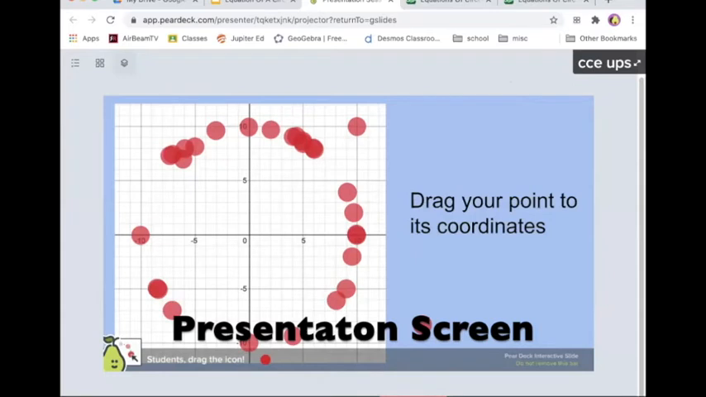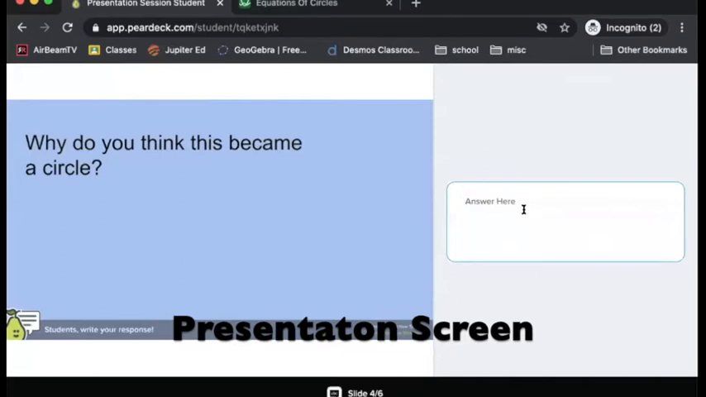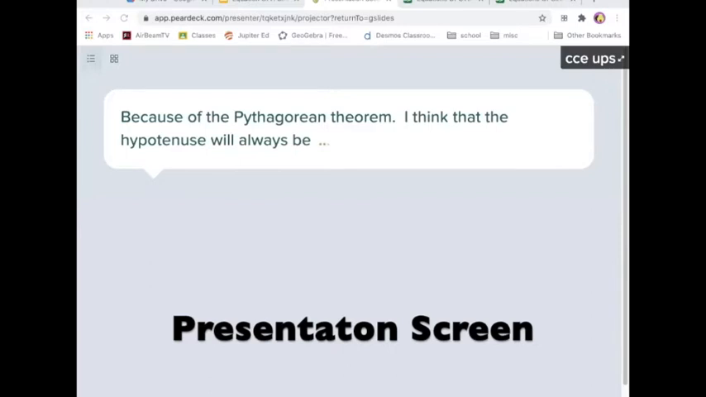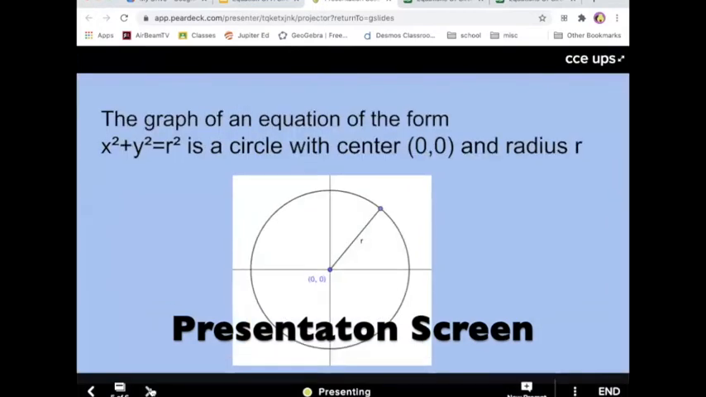Now, if you go to the next Pear Deck slide, I would like you to type into the box your answer to the question, why did you think that it became a circle? And here everyone can see each other's ideas for why it became a circle. And this one's very good. It talks about the Pythagorean theorem and about how the hypotenuse becomes the radius, which is exactly right.